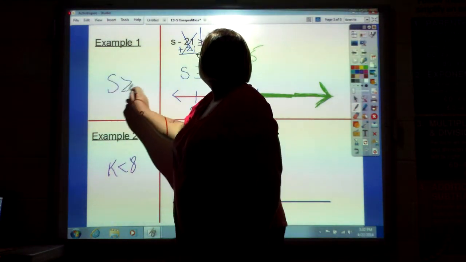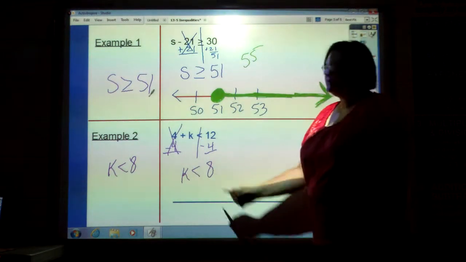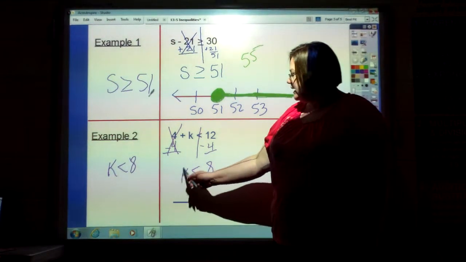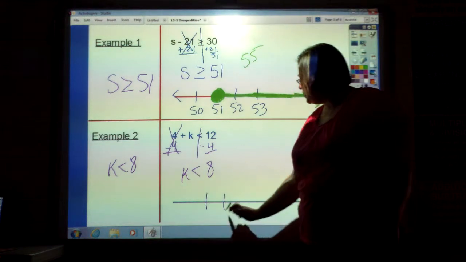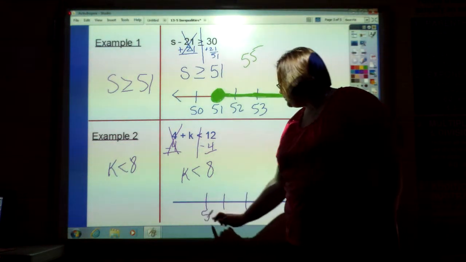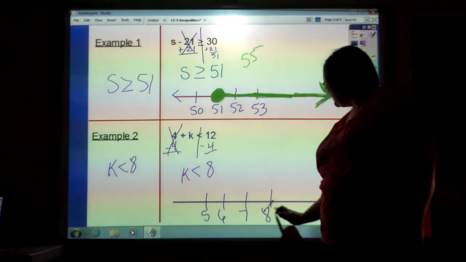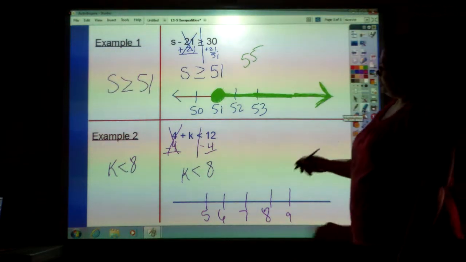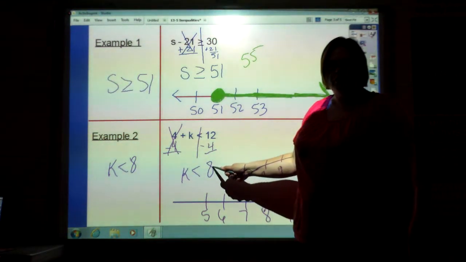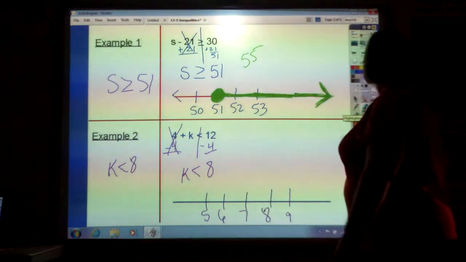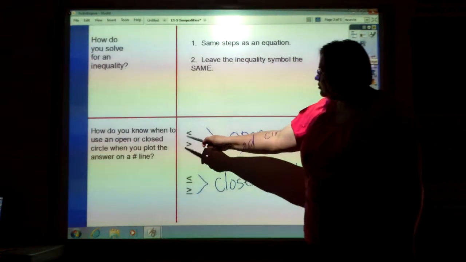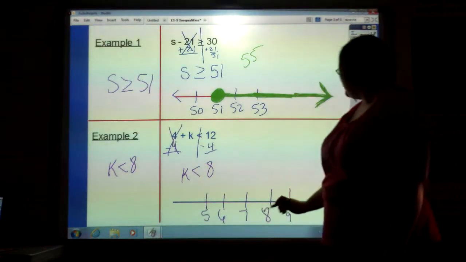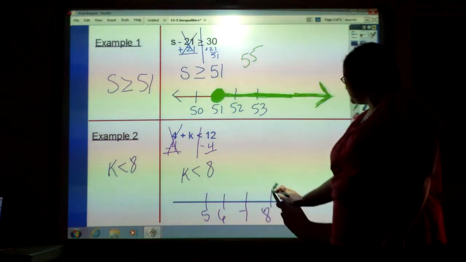Now I need to plot this on a number line to show what are the possible solutions for this. K, whatever k is, has to be less than 8. So I need to make a number line. I'll put a 5, 6, 7, 8, 9. And I'm going to plot 8. Is it going to be an open or closed circle? We have just less than, and we said before, if it's just less than or greater than, we have an open circle. So at 8, I have an open circle because it's just less than.